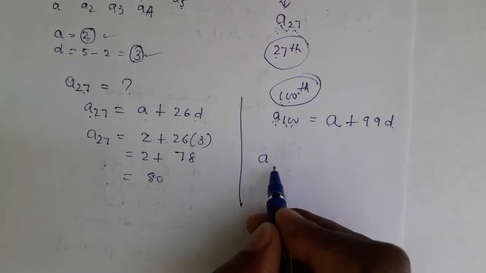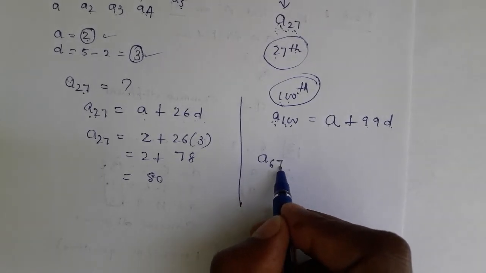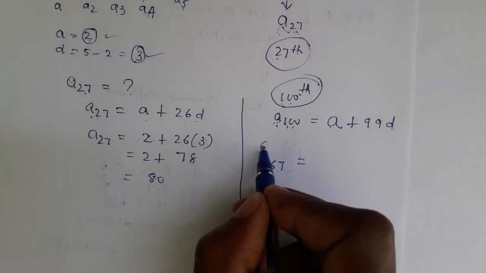Similarly, we will have one more practice. Suppose it is A67. A67 means what? 67th.